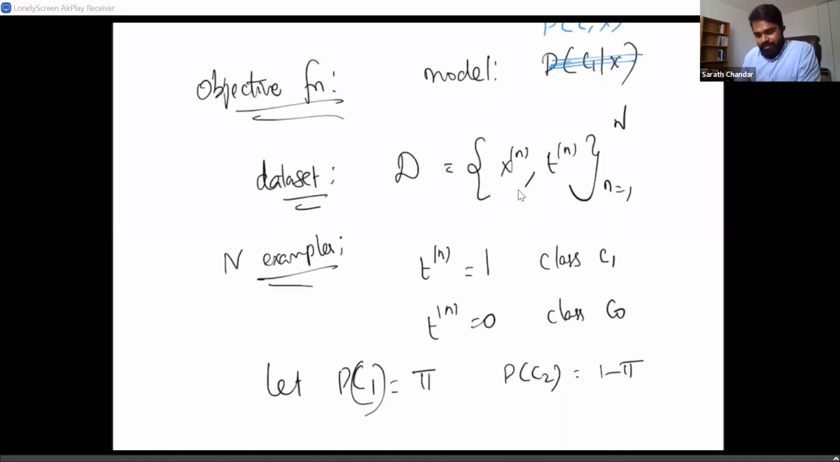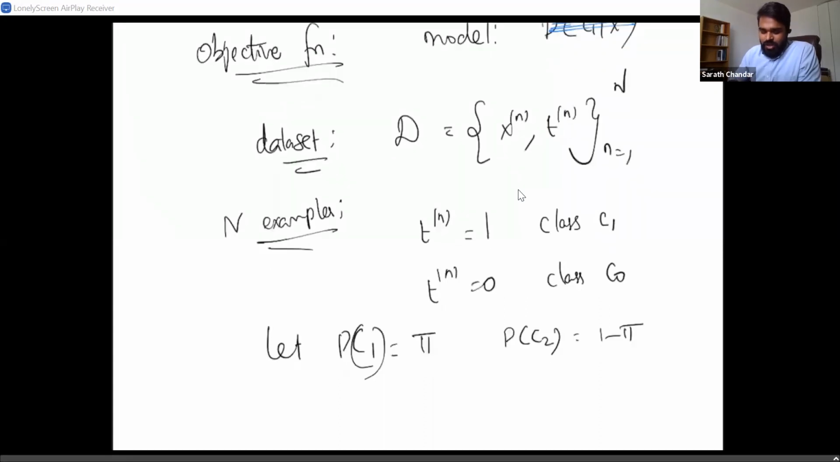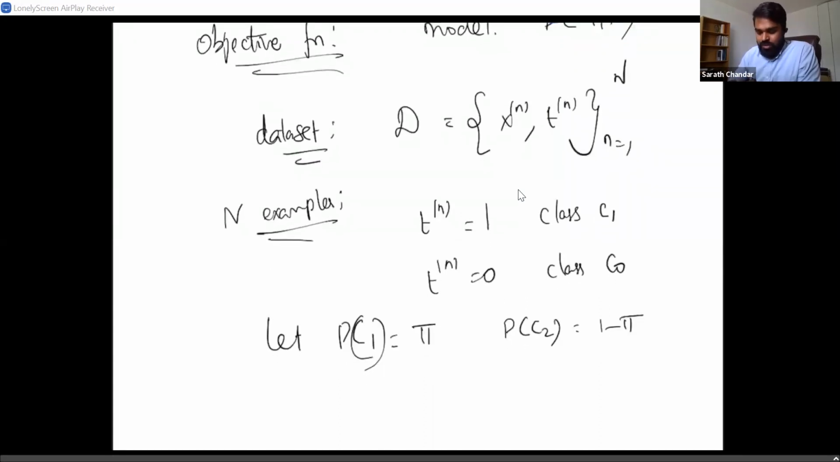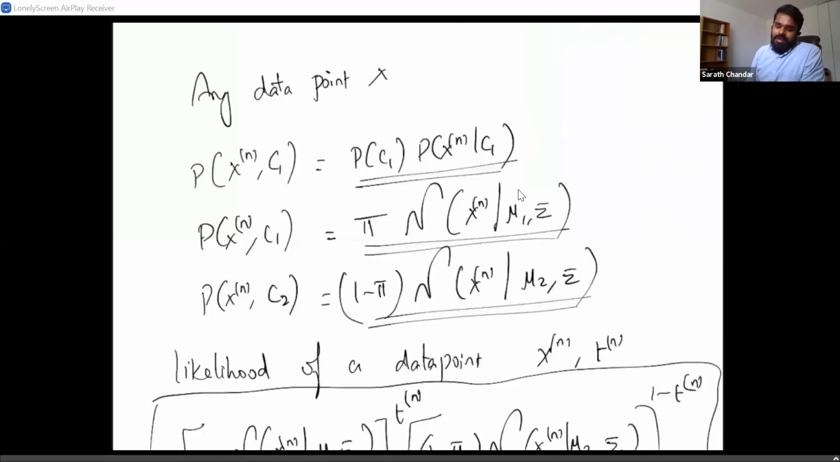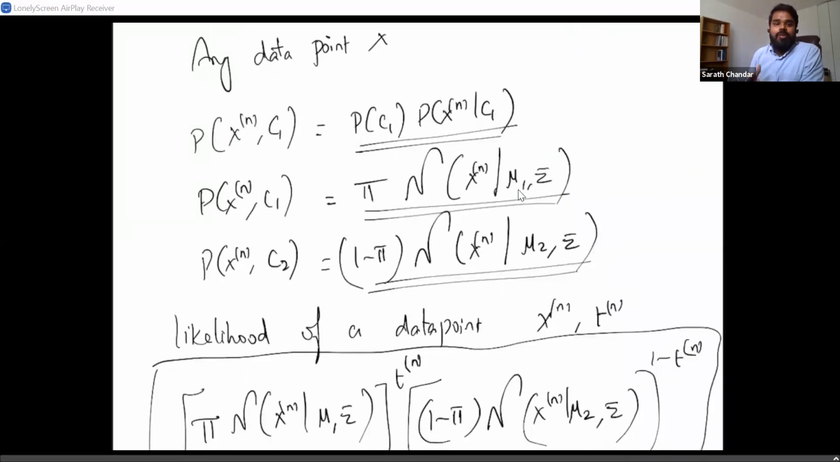We have a data set which has n data points. We also consider Tn equal to 1 for class 1 and 0 for class 2. Now, the probability of C1 is given by pi, and the probability of C2 is given by 1 minus pi. We are interested in computing the probability for any data point. If the data point comes from class 1, then the probability is P of xn comma C1, which is P of C1 times P of xn given C1. P of C1 is pi, and P of xn given C1 is the first Gaussian with mean mu1. Similarly, if the data point comes from C2, the second term is the probability for that: 1 minus pi, because it comes from C2, multiplied by the second Gaussian.